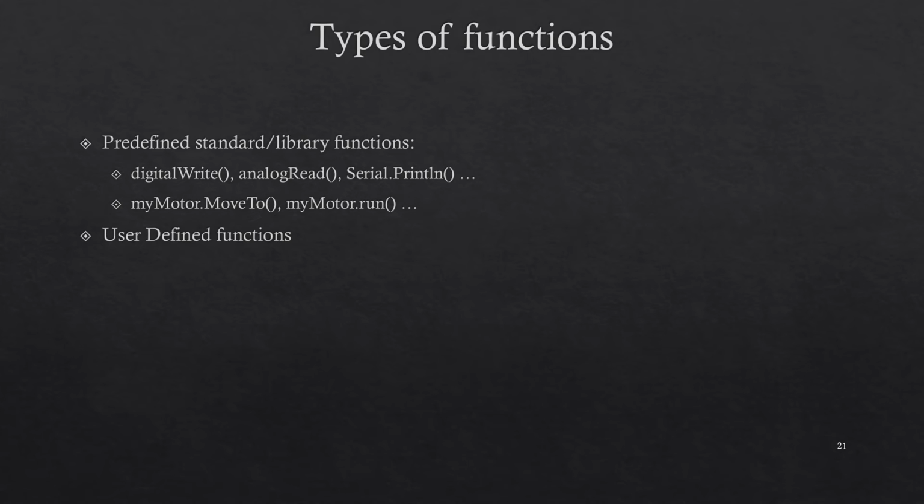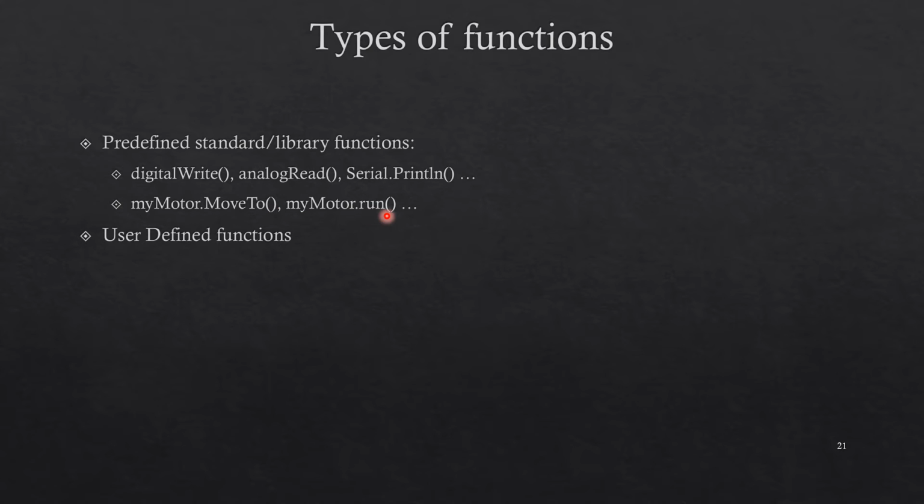As for the types of functions, there are predefined standard or library functions. You have already been using digitalWrite, analogRead, and Serial.print. Those functions are predefined by the Arduino itself. And you also have been using library functions, which have been defined by a third party, such as the stepper motor. We used myMotor.moveTo and we used myMotor.run.